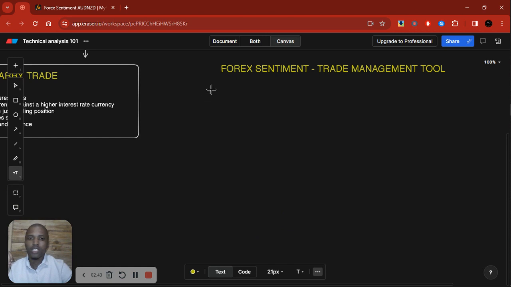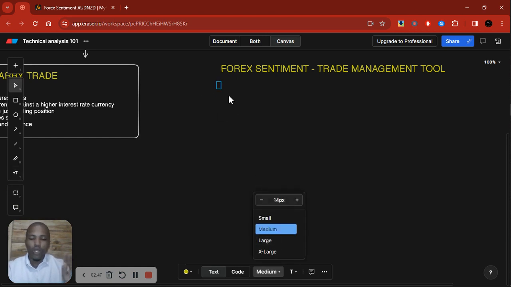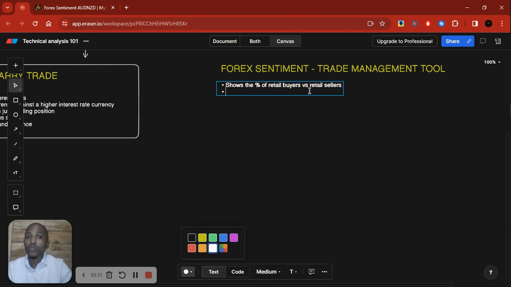So let's do this. We need to make this medium. So what is the Forex sentiment based on, right? It is based on retail traders. And what does it show? Essentially, it shows the percentage of retail buyers versus retail sellers. Now if I say that it shows the percentage of retail buyers versus retail sellers, the second question would be, what do we know about retail buyers and retail sellers, or what do we know about retail traders in general, right? Those are the things you need to start asking yourself.